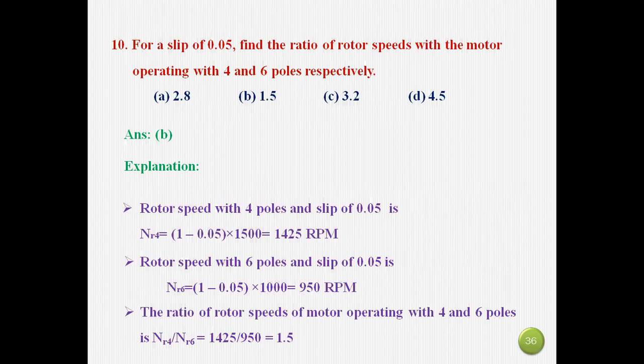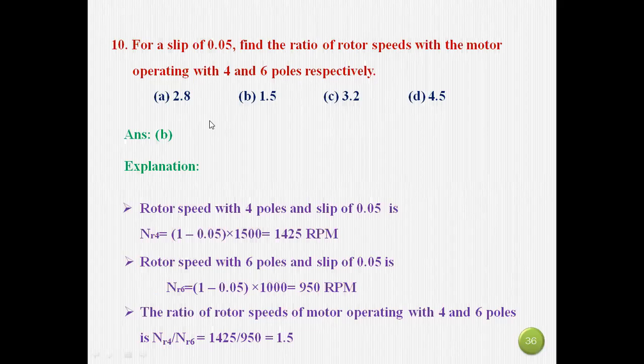There is a question like: for a slip of 0.05, so this is nothing but the slip s, find the ratio of rotor speed. We are supposed to find the rotor speed for two induction motors, because they have given here: find the ratio of rotor speed with the motor which will be operating with 4 pole and 6 pole respectively.